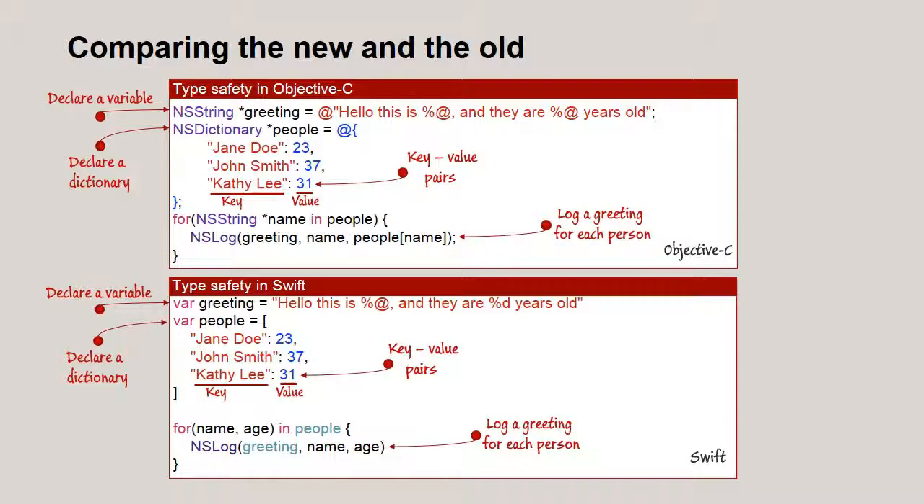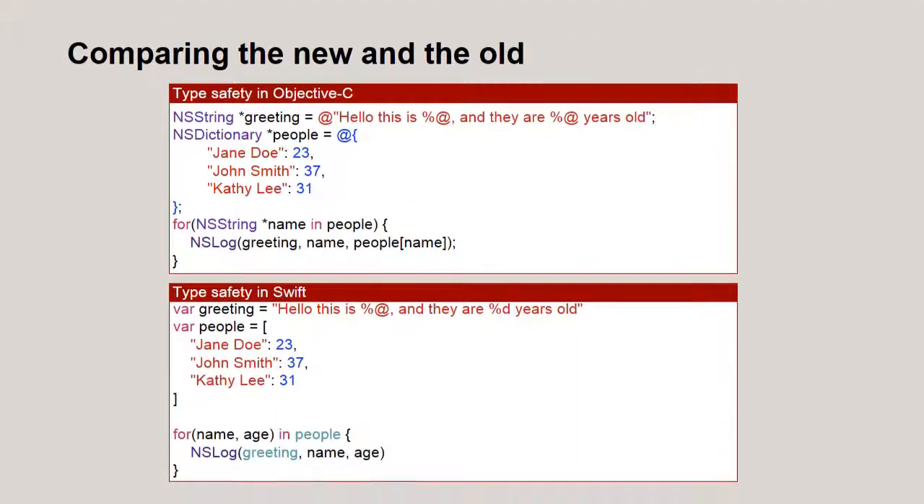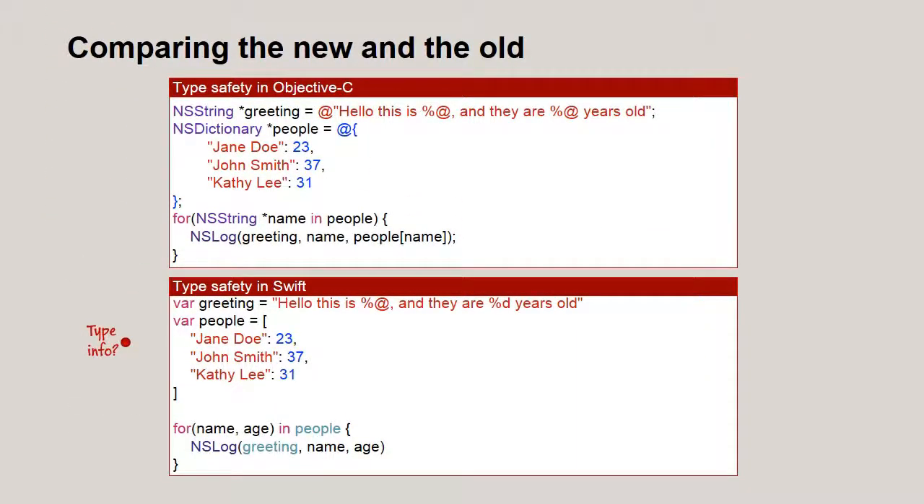Strongly typed compiled languages are generally safer than dynamic interpreted languages due to the number of bugs that can be caught at compile time as a result of the type system. Where is the type system in Swift, though? You can see all the type syntax in the Objective-C example, but in the Swift example, there isn't a single mention of a string, an integer, or a dictionary.